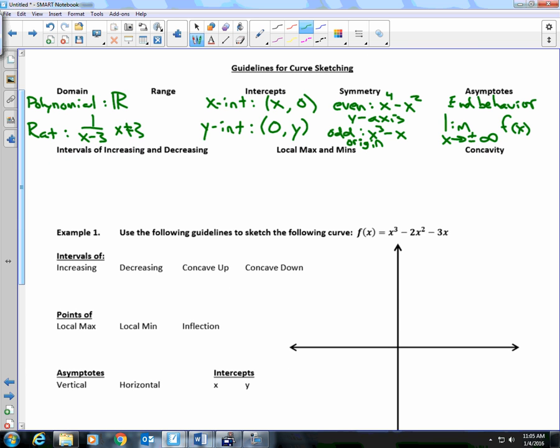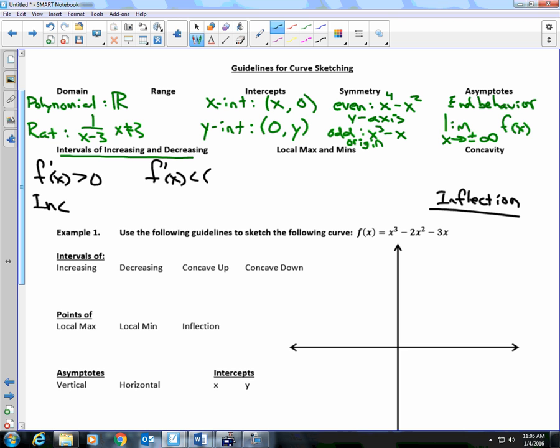And then we also apply our pieces of calculus that we know. And we want to look at intervals of increasing and decreasing, concavity, local mins and local maxes. We also want to identify points of inflection as well. So who can remember from before break, what do we do to determine intervals of increasing and decreasing? What do we look at? Close. F prime of x, the first derivative test. So f prime of x greater than 0 would be increasing. And f prime of x would be less than 0 for decreasing.